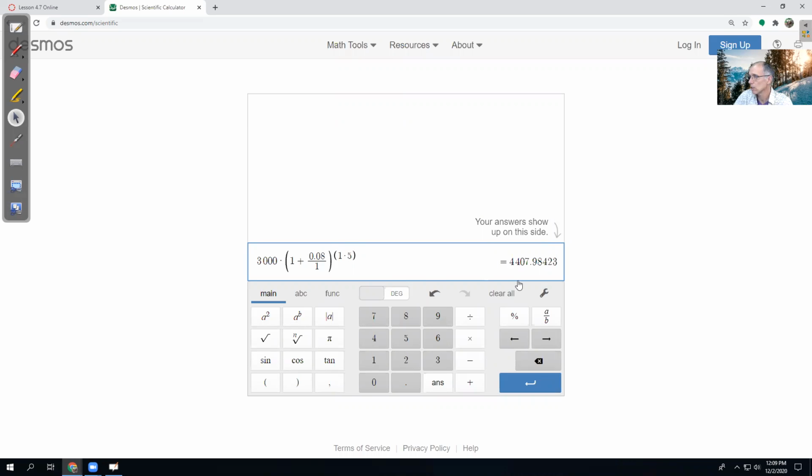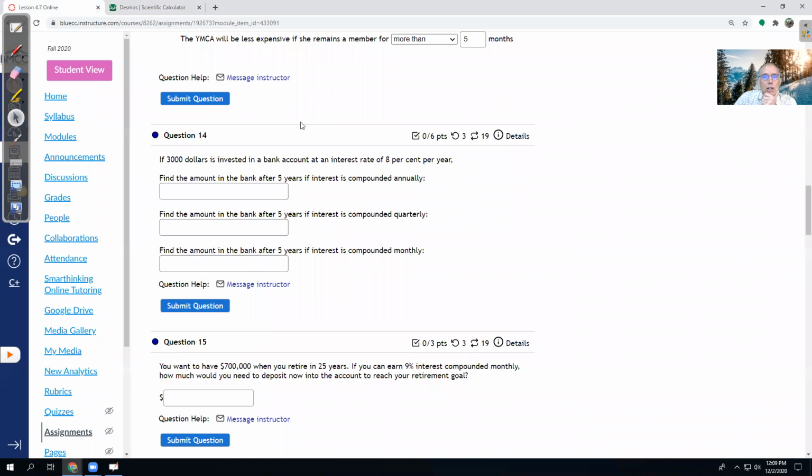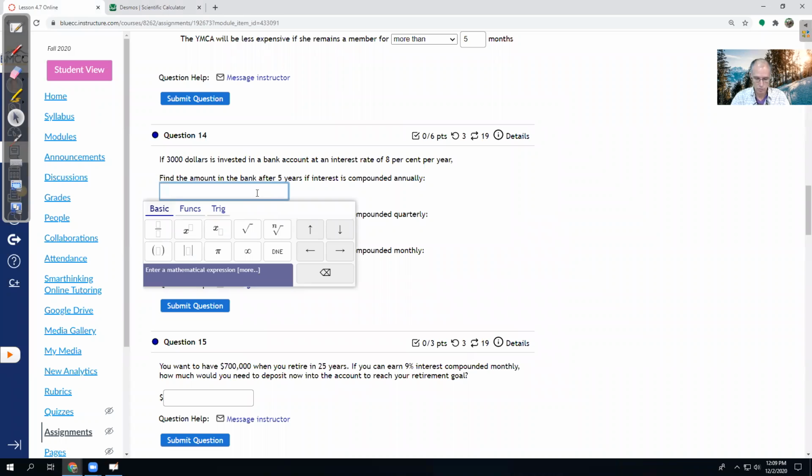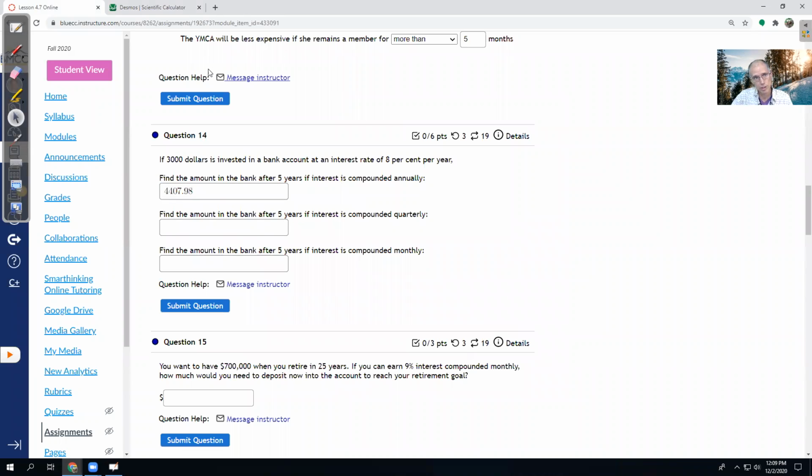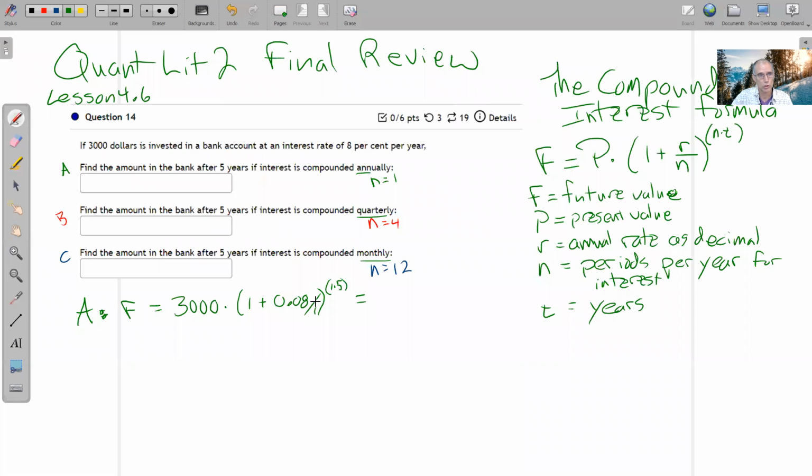So I'm getting $4,407, and to the nearest cent would be 98 cents. We'll double check the instructions. Let's see. It doesn't say, so I would go to the nearest cent. So 4,407.98. Same idea for the next one, but we just compound quarterly.